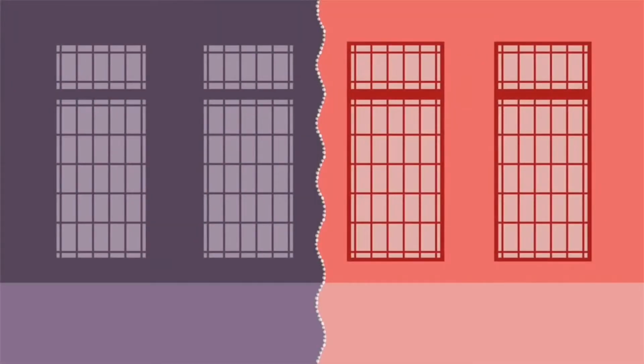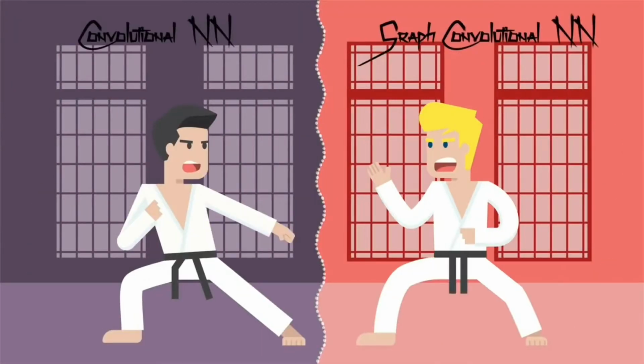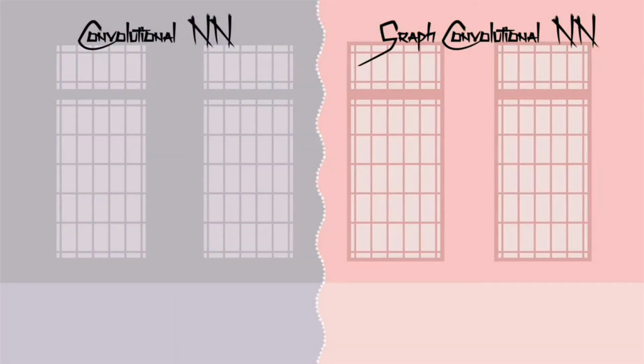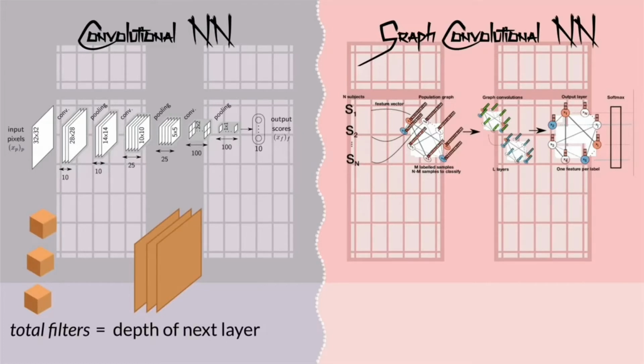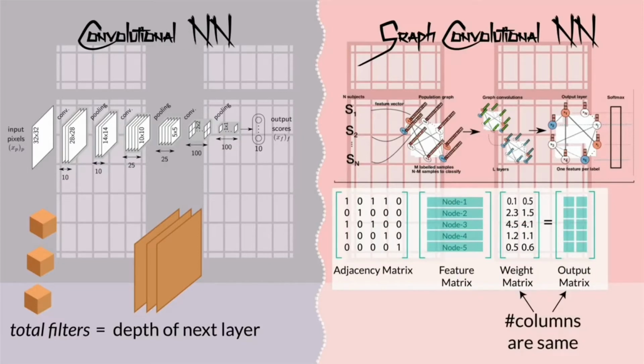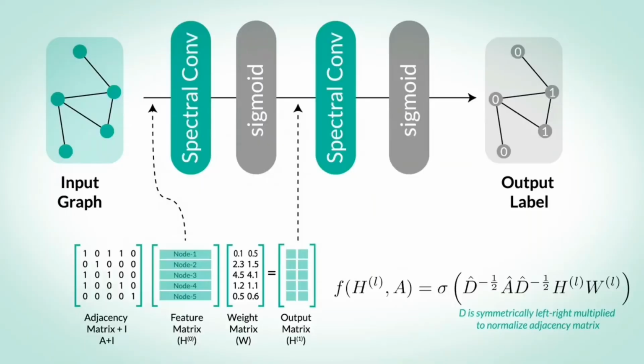If we were to draw parallels between CNN and spectral graph convolution networks: CNNs have cascaded convolutions, spectral GCNs have cascaded spectral graph convolutions. CNNs have labels, spectral GCNs have node labels. In CNNs, depth is equal to the number of filters in the previous layer; in spectral GCNs, depth is equal to the number of columns in the weight matrix of the previous layer. In short, if we stack up the graph operations just like we do in CNNs, then that's all it takes to build a graph convolution network.